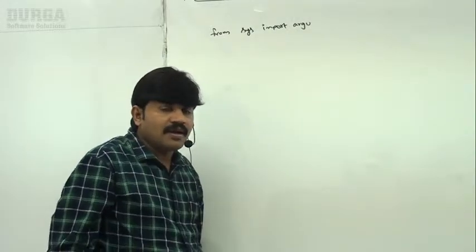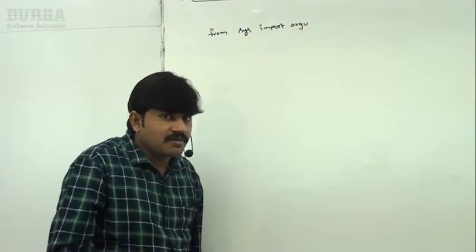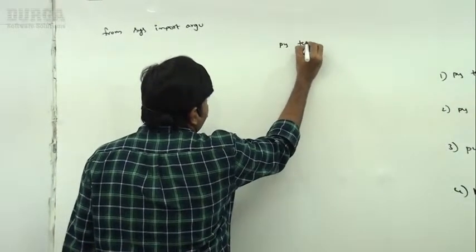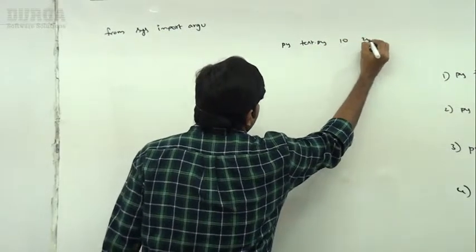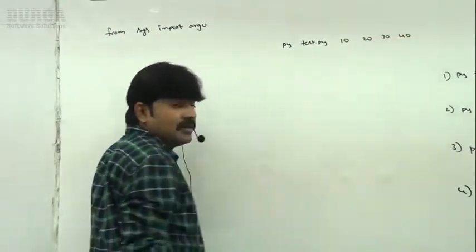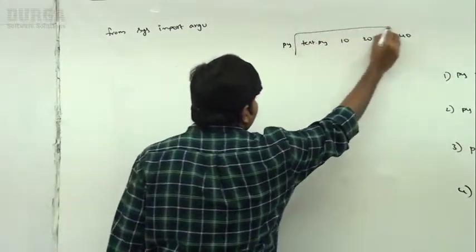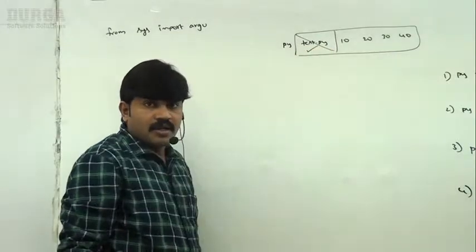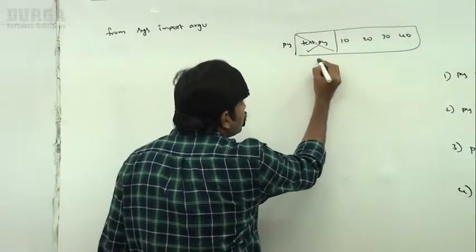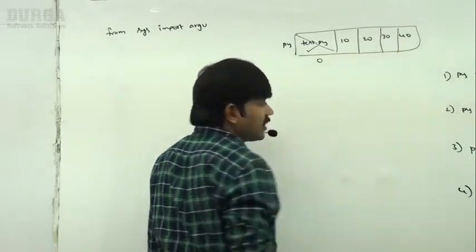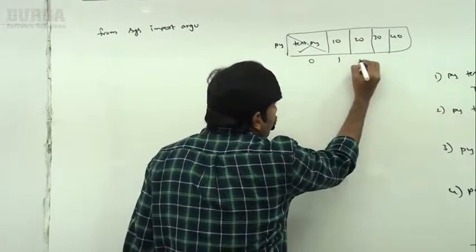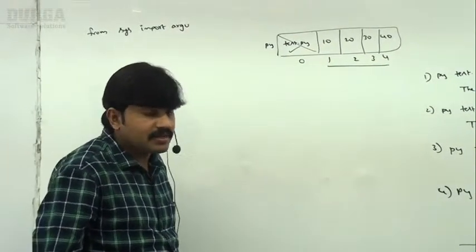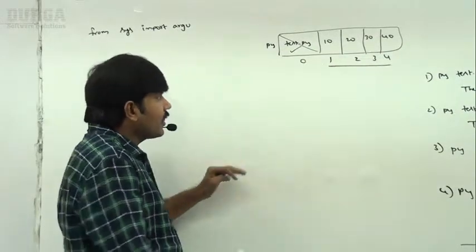In argv, the first command line argument is always what? Suppose I am passing py test.py 10, 20, 30, 40. Then which one will become the first command line argument? Yes, this test.py will become the first command line argument. I don't want to consider index 0. I don't want to consider the index 0 value. I want to consider the values from index 1 only. Remember this one. From index 1 only I have to consider. Then what do I have to take?